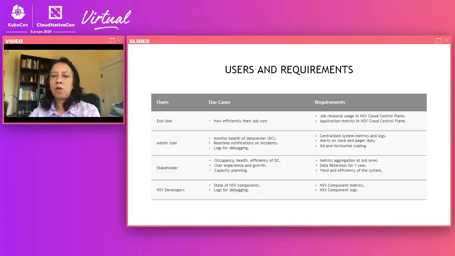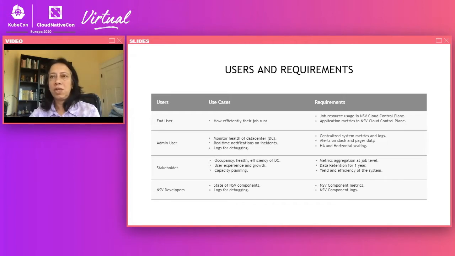The real-time alerts also need to be sent to Slack and PagerDuty. We need to ensure that the stack is highly available and can scale horizontally as nodes get added to the clusters. For the stakeholders, we want to get metrics aggregation at the job level and retain these for 1 year.